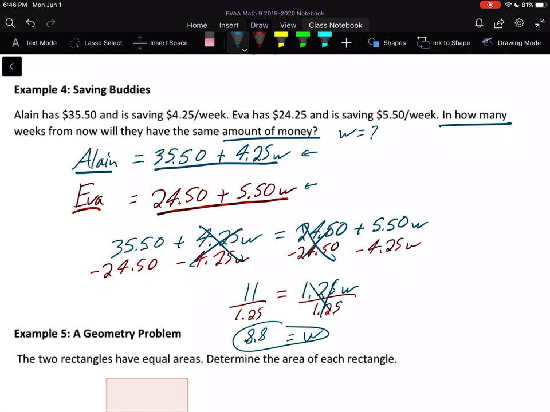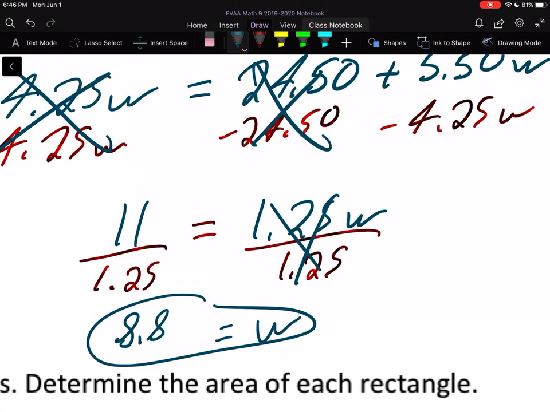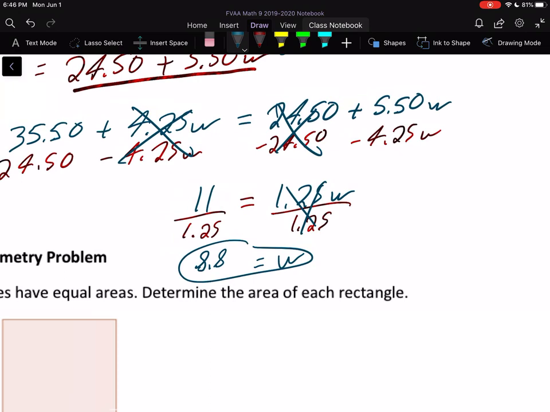At no whole week will they have exactly the same amount of money, but after 9 weeks, she'll have surpassed the amount of money he has saved. And this is the powerful part: after 8.8 weeks, which is like 2 months, she'll have more than him for the rest of her life, because even though she started with less, she's adding to her account more regularly. And the amount by which she has more than him is just going to increase as time passes.